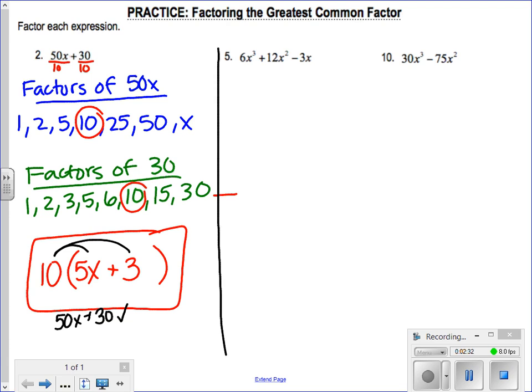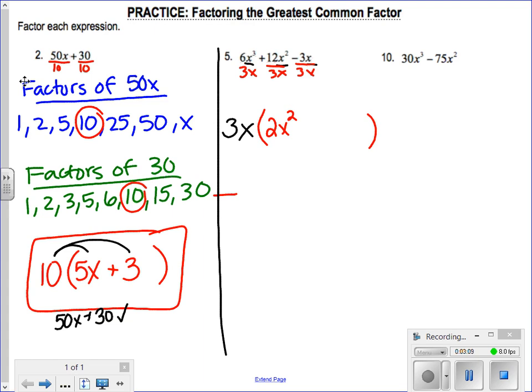All right, number 5, 6x cubed plus 12x squared minus 3x. When I look at the values 6, 12, and negative 3, it looks like they all have a 3 in common. And also, each term in this expression has an x. So when I pull out a 3x, that's what I'm going to divide every term in the original polynomial by. So let's see, 6x cubed divided by 3x is 2x squared.